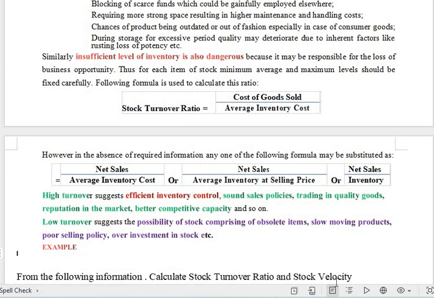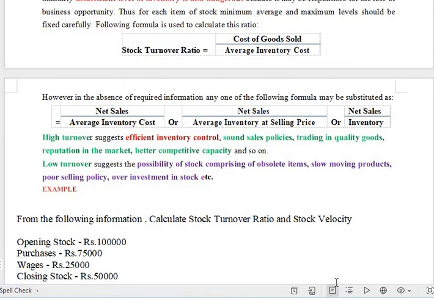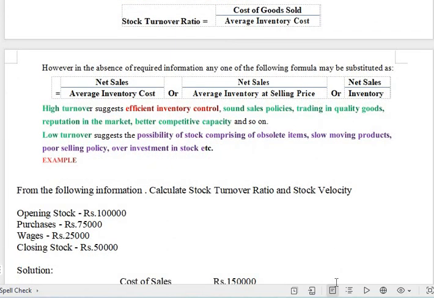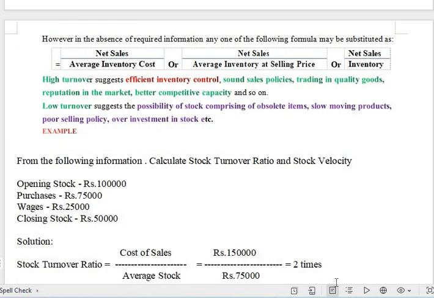Okay, with the help of this example I'll explain how to compute the stock turnover ratio and stock velocity. Along with the stock turnover ratio, we have one more formula, which is stock velocity. That is, how long it takes your stock to convert into cash. That's why we are going to compute stock velocity.